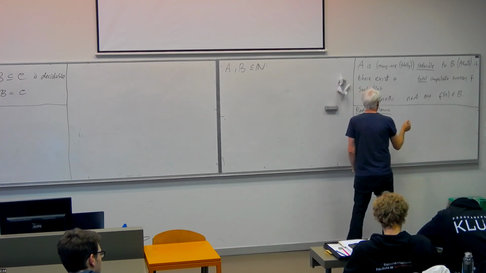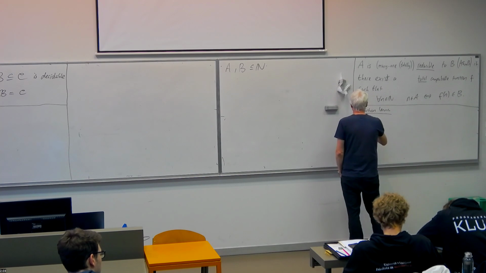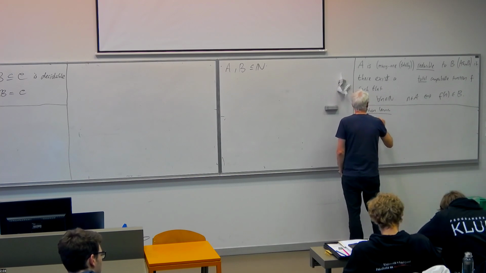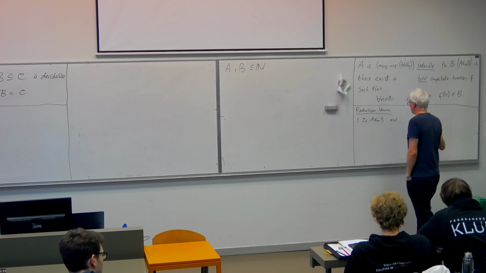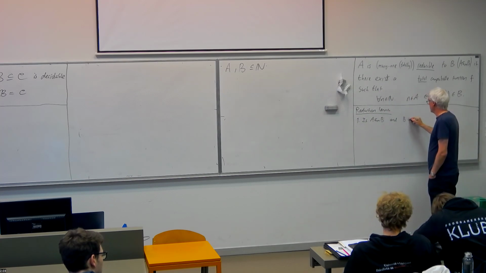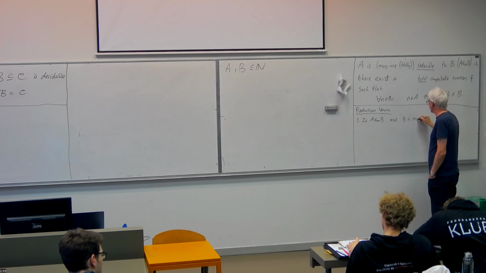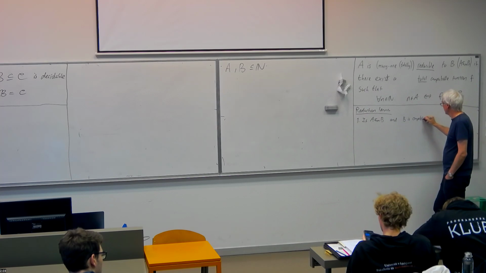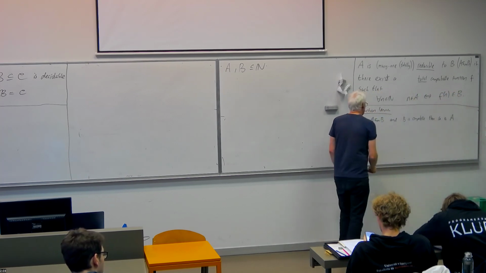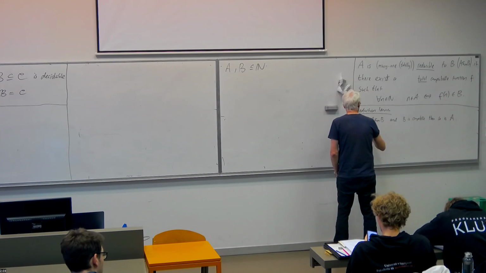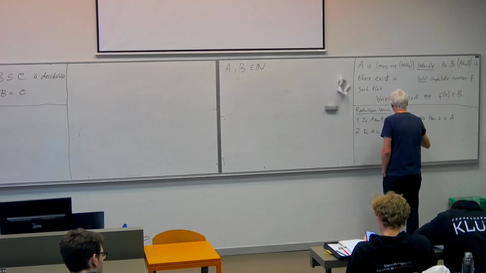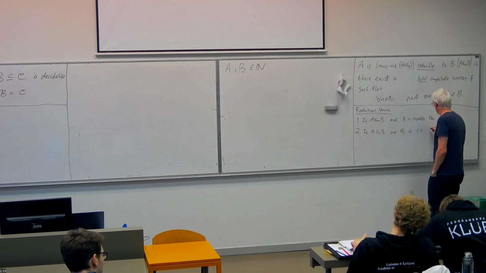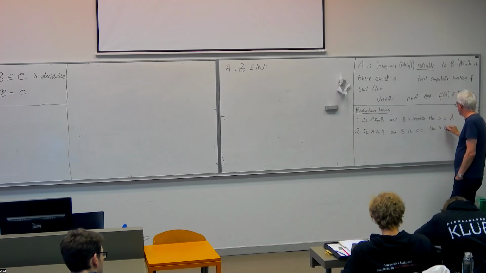The reduction lemma says, firstly, if A is reducible to B and B is decidable, or computable, which is the same as decidable, but we're talking about sets of natural numbers, then so is A. And secondly, if A is reducible to B and B is computably enumerable, so semi-decidable, then so is A.